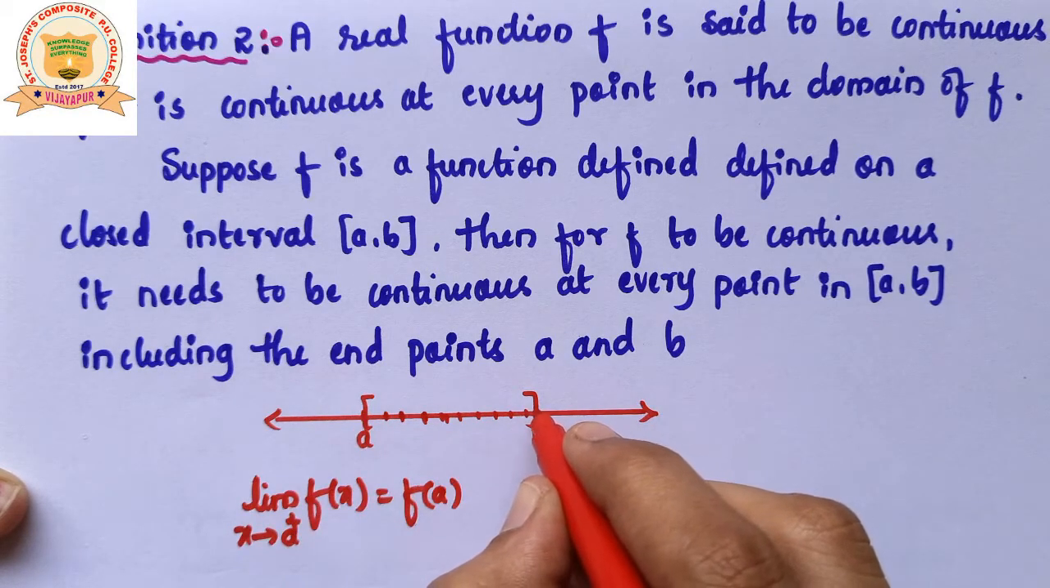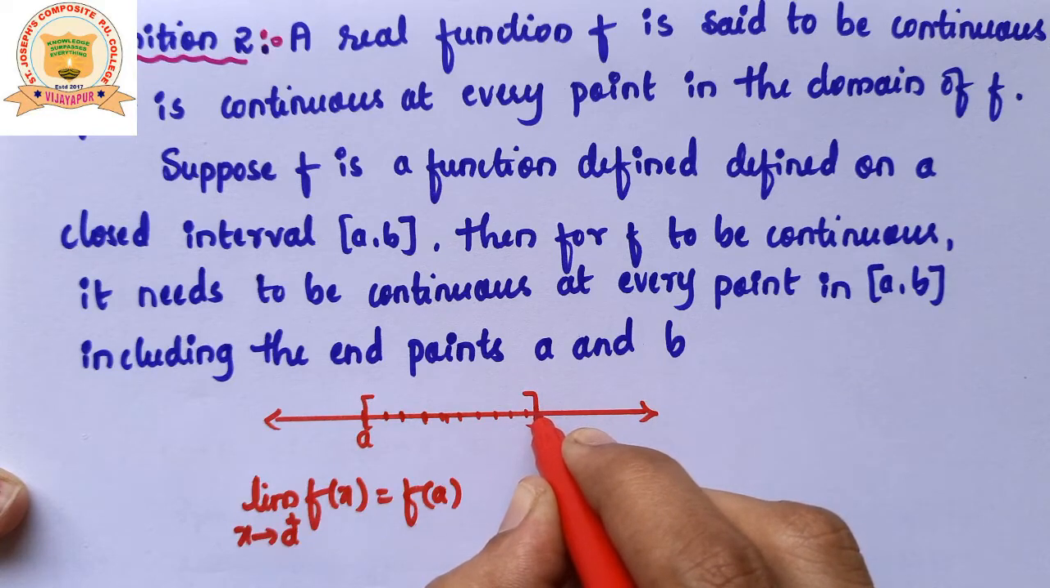Similarly, how to find the continuity of the function at b?